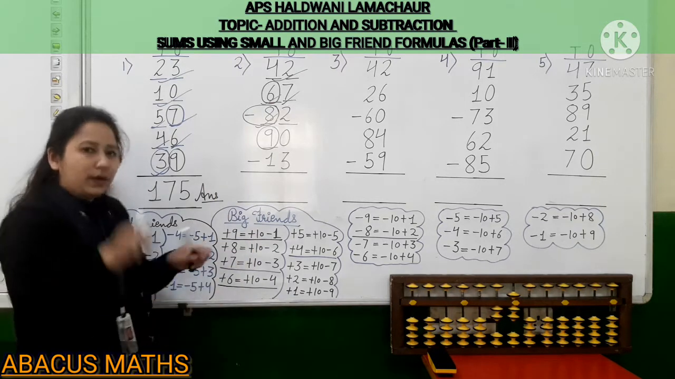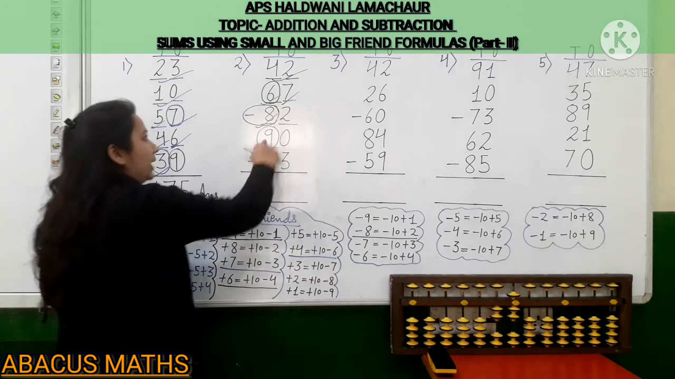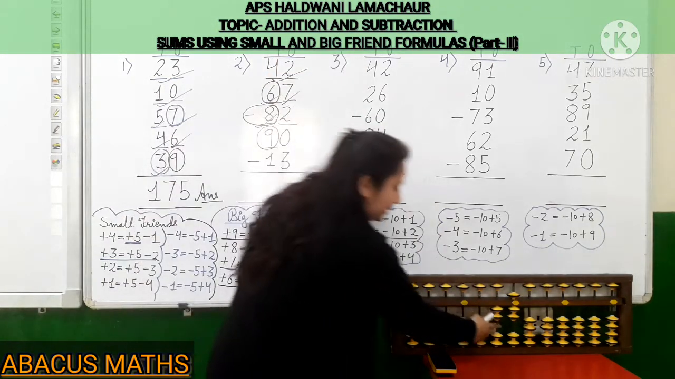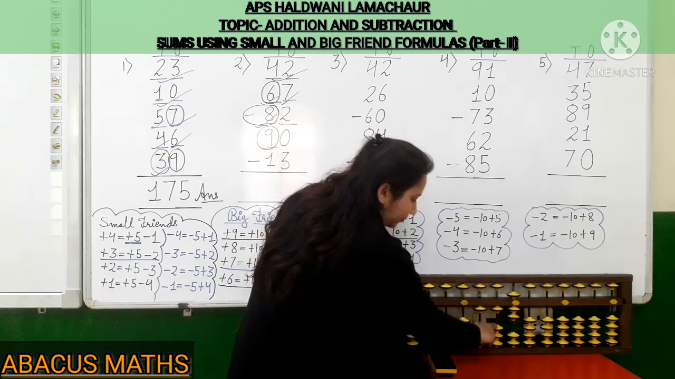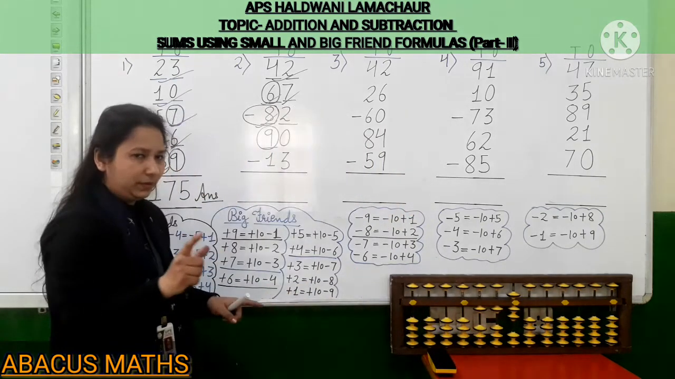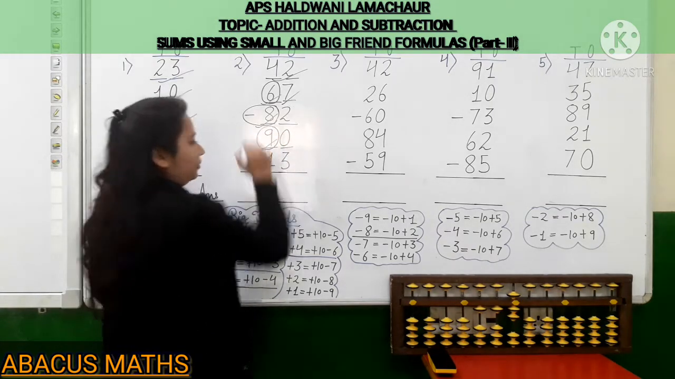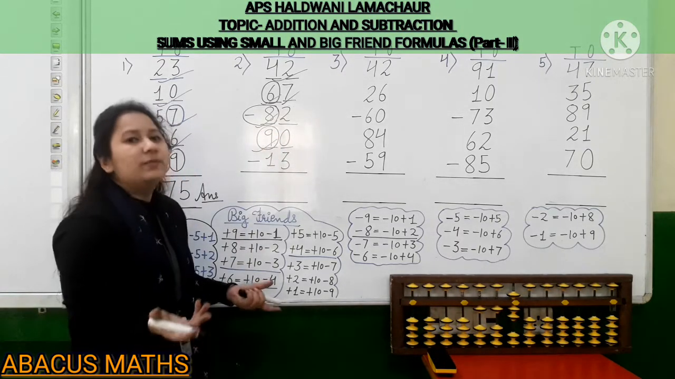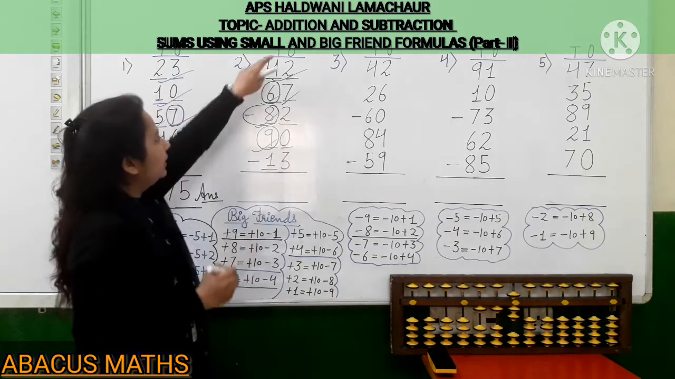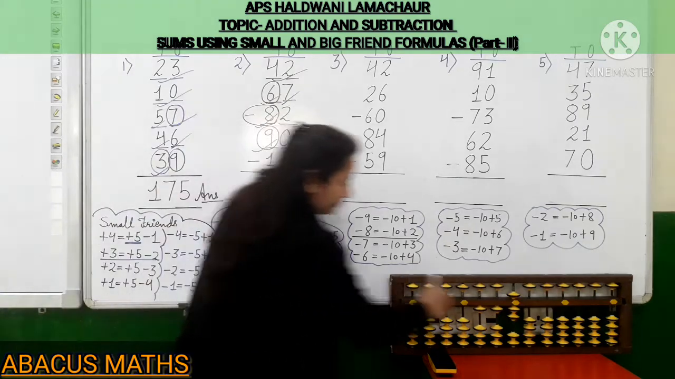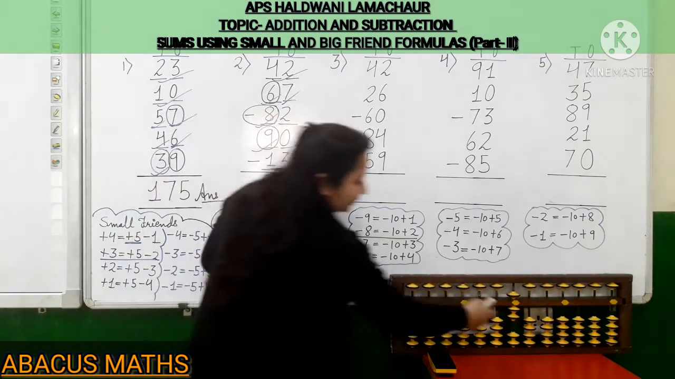Plus 10, one rod up, minus 1 from the same rod. Now 9 you have to add in the tens rod, means here. So 10 you will add, plus 10 minus 1 from the same rod. 9 is added. Now you have to add this 0. 0 means nothing. Next, minus 1 in the tens rod. Minus 1, minus 1.